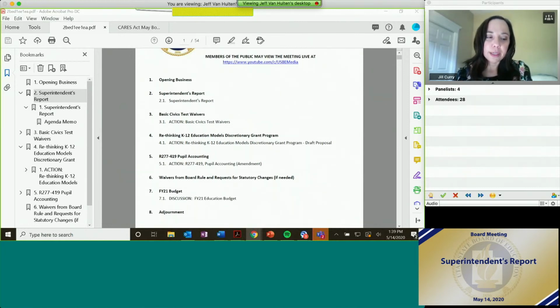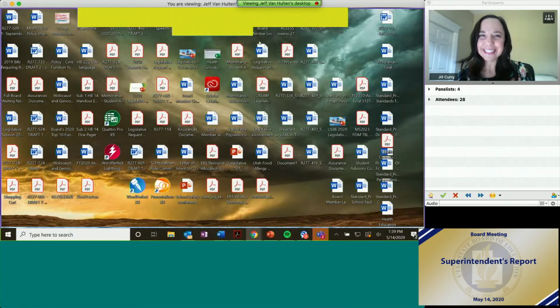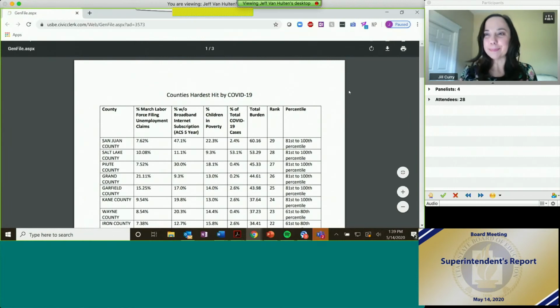And then 3 of the 4 indicators were available by county. So what you're going to see in the document are actually the counties hardest hit by COVID-19. So I'll start to talk about the indicators and then hopefully we can get the document soon. Okay, yeah, perfect.